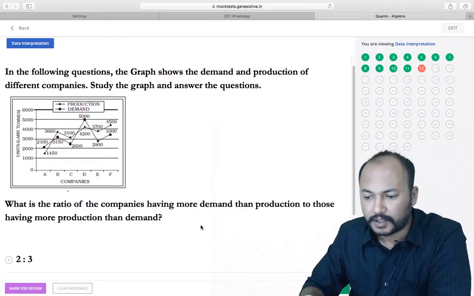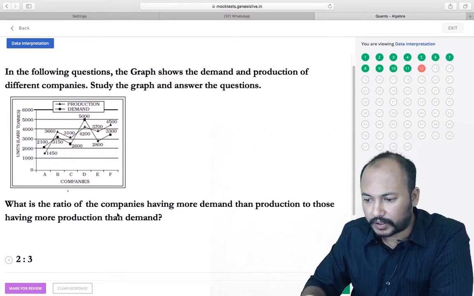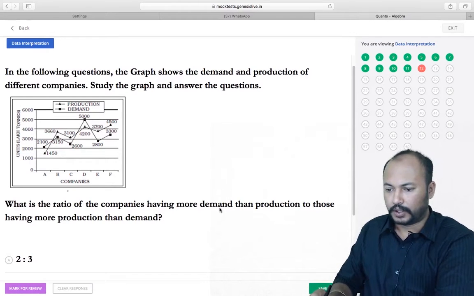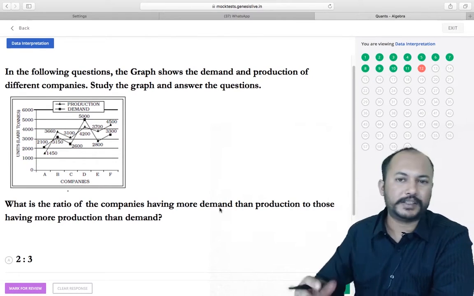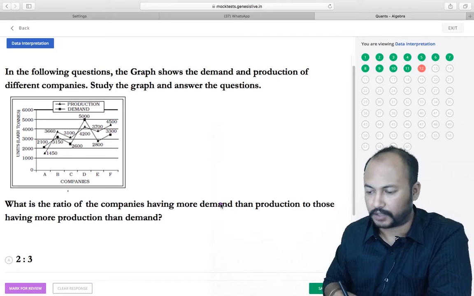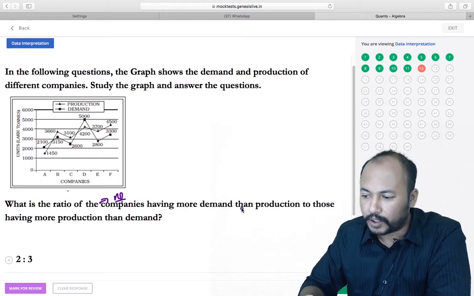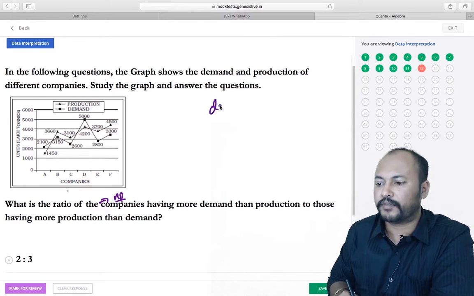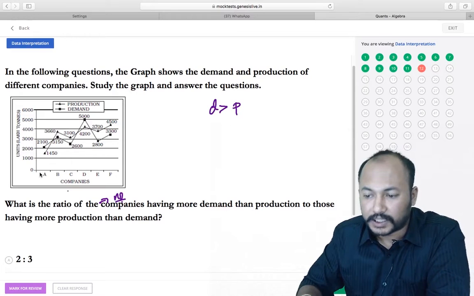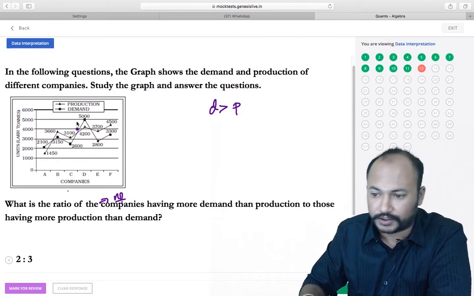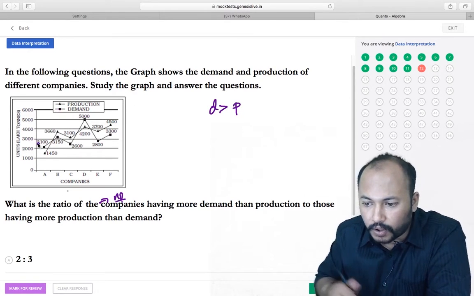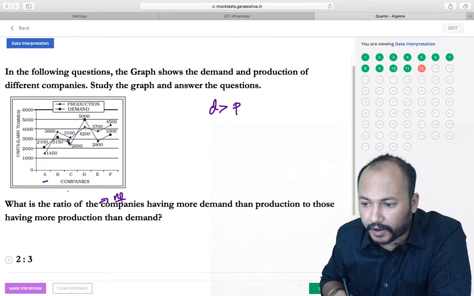Okay, next one. What's the ratio of the companies having more demand than production to those having more production than demand? Very simple, straightforward question. Definitely I would have done it in the first go. This should have been, what's the ratio of the number of companies having more demand than production. First, let's identify more demand than production. Which are the companies wherein demand is more than production? The demand is the square. So I have A, and then I have D, that's all.